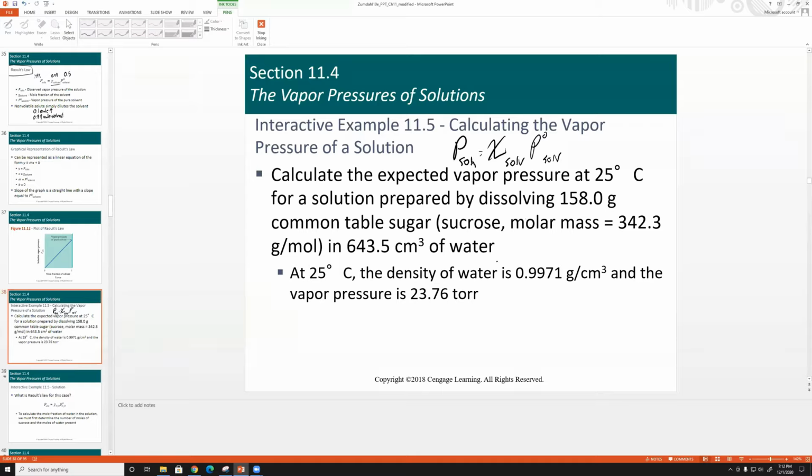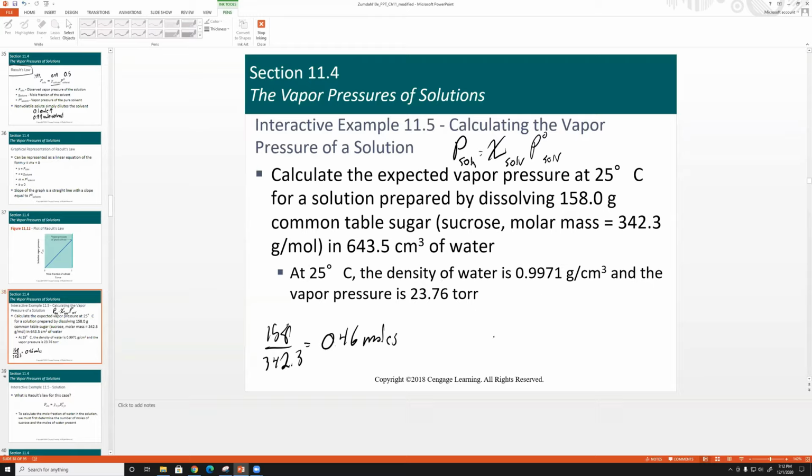All right, so we need the mole fraction of the solvent. Now, how many moles of the common sugar? So we have 158 divided by 342.3, and what is that? That is 0.46. Thank you. 0.46 moles.